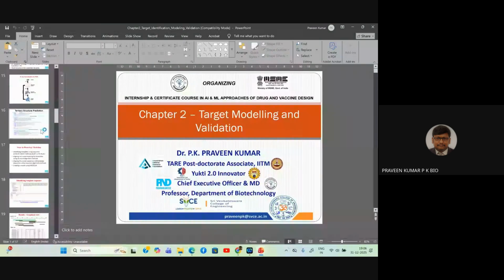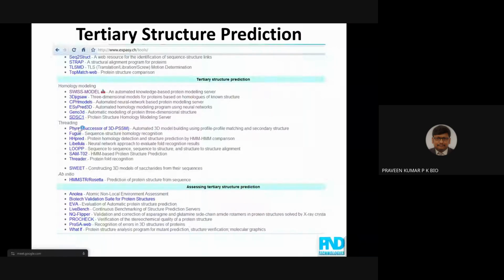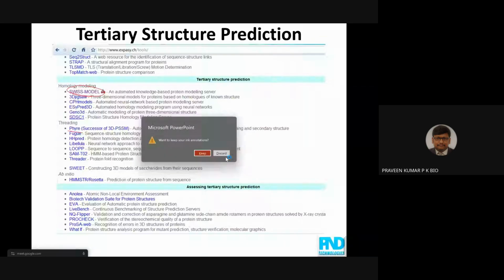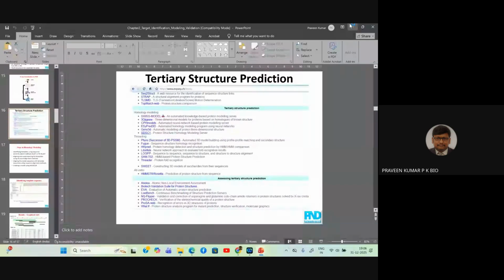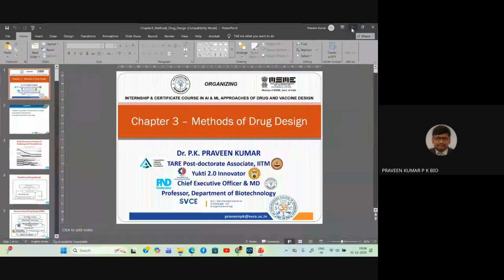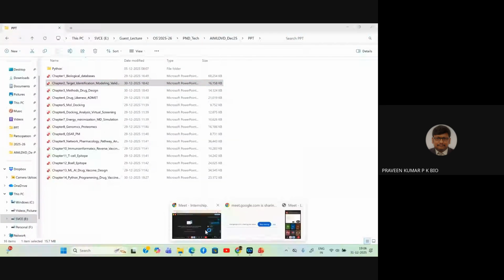So if you see the homology modeling servers, 3D-JIGSAW, CPHmodels, ESyPred3D, GENO3D, SDSC1. So many of them, but try to use the Swiss-Model. The Swiss-Model is the popular tool, of course. Like this, we have threading. We have discussed PHYRE, and ab initio, we have discussed these tools. So this you can get from the ExPASy web server. Can I go ahead with the next question?